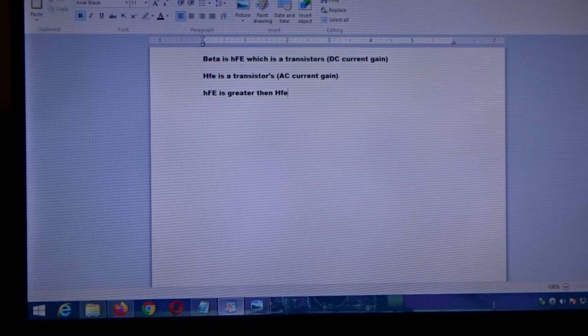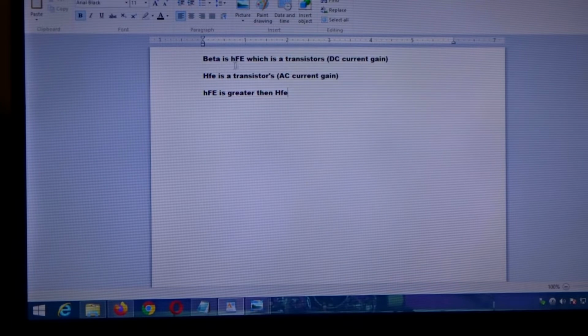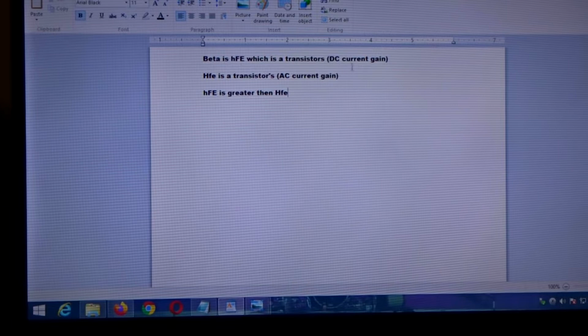So I did a bunch of research on it, and what we're looking at, if you remember my other video, we talked about finding the gain, the hFE of a transistor. There's also such a thing called beta. Beta is essentially hFE, but it's the DC current gain.